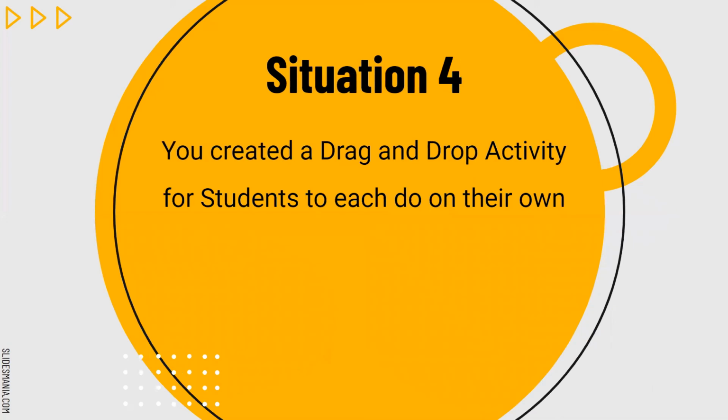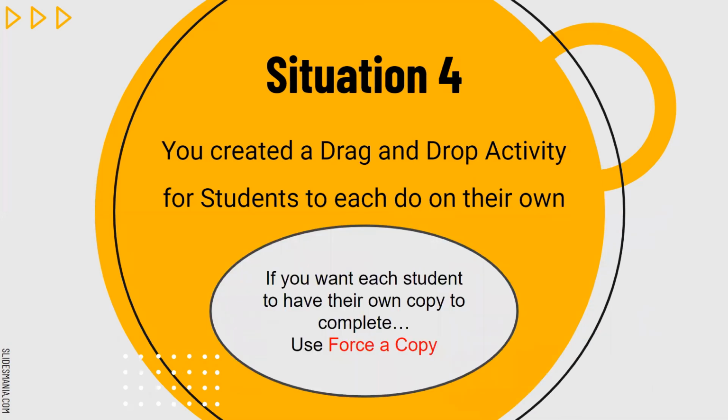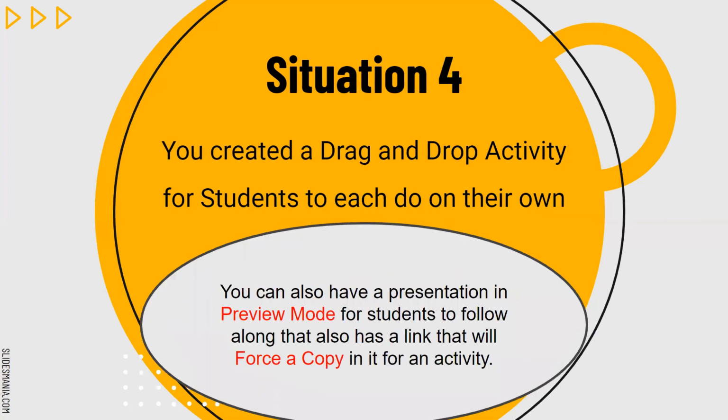Situation 4. You've created a drag and drop activity for students to each do their own. Okay, so each kid is going to get their own activity to do. If you want each student to have their own copy to complete, then you use force a copy. That means delete the word edit and put the word copy. That way every kid will get their own. Then they can do it and turn it back in to you.